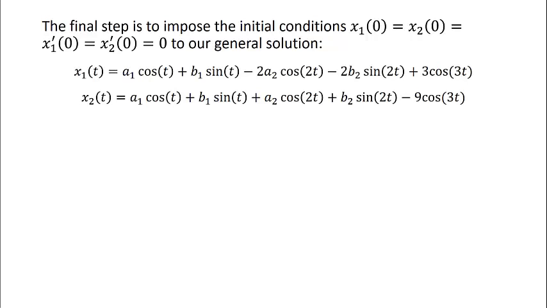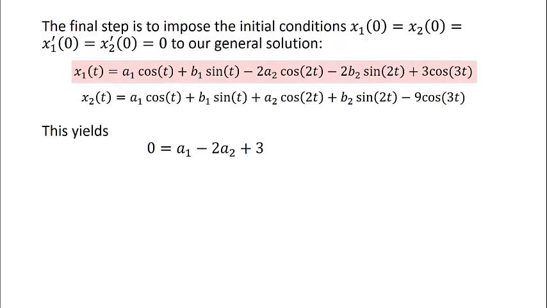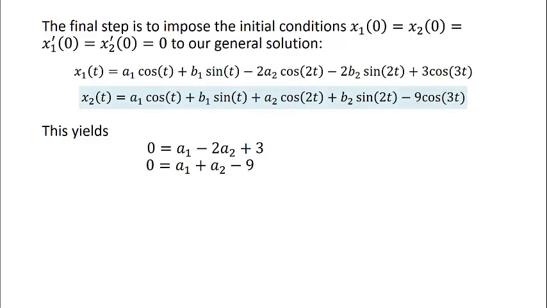The fact that x1 of 0 is 0 tells us that a1 minus 2a2 plus 3 equals 0. The fact that x2 of 0 is 0 tells us that a1 plus a2 minus 9 equals 0. The fact that x1 prime of 0 is 0 tells us that b1 minus 4b2 is 0. And the fact that x2 prime of 0 is 0 tells us that b1 plus 2b2 is 0.